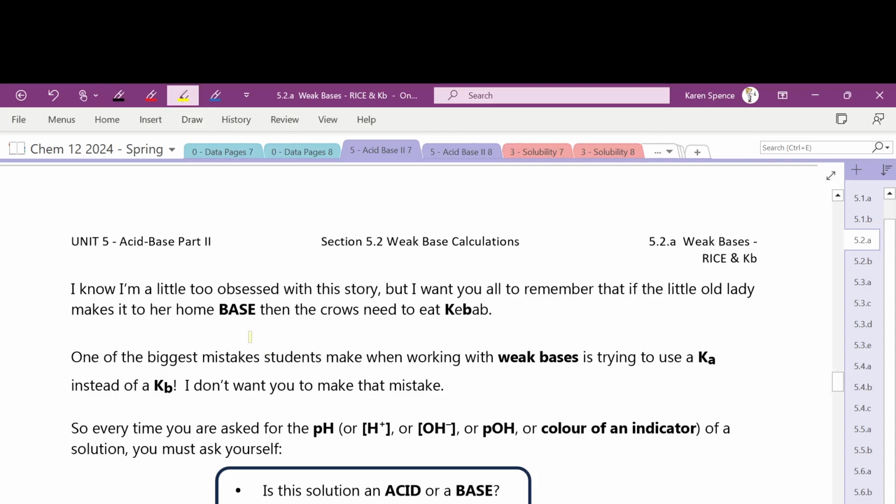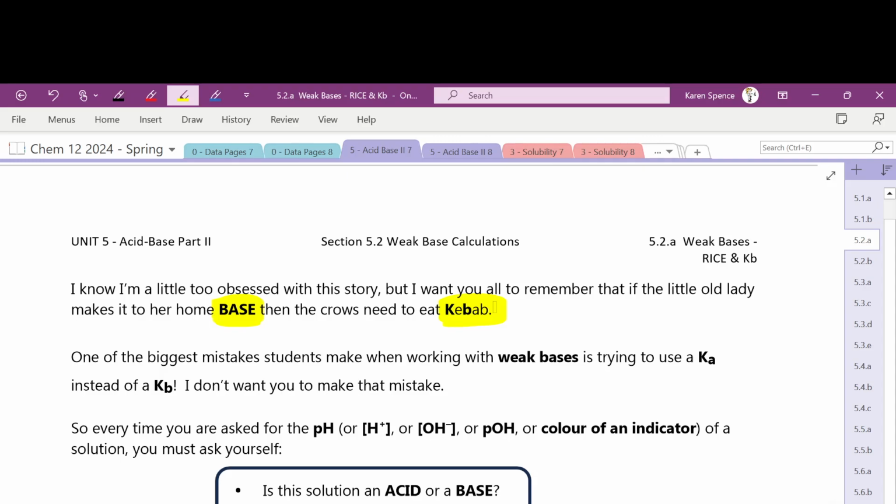I know I'm a little too obsessed with this story, but I want you to remember that the little old lady makes it to her home base. The crows need to eat the kebab. So if you are working with a base, you must use KB.